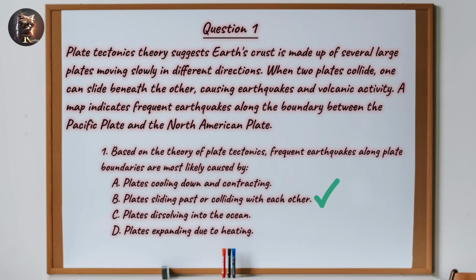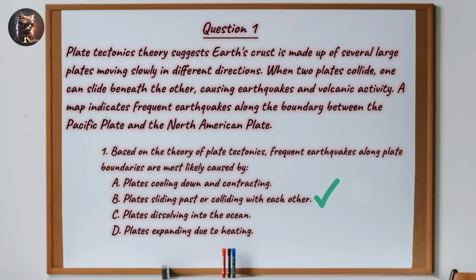Let's quickly talk through why the other choices wouldn't be correct. Choice A says plates cooling down and contracting. While it's true that cooling materials might shrink or contract, this process doesn't explain the powerful and frequent earthquakes we see at plate boundaries. Earthquakes require sudden, dramatic movements, not just slow shrinking or contracting. Choice C mentions plates dissolving into the ocean. Think about it. Can huge solid rock plates simply dissolve into water? Not really. Plates are solid rock, and ocean water doesn't dissolve or melt them away. So this doesn't explain why earthquakes happen.